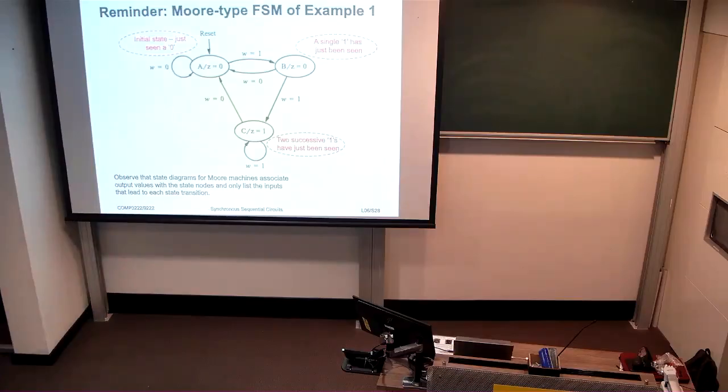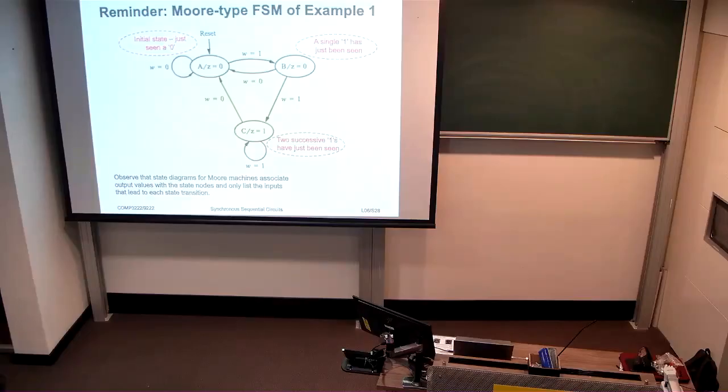state diagram, and we can tell that from a couple of features. One feature is that the output is associated with each state in the diagram. And secondly, the transitions are labelled just with the input that gives rise to that transition.